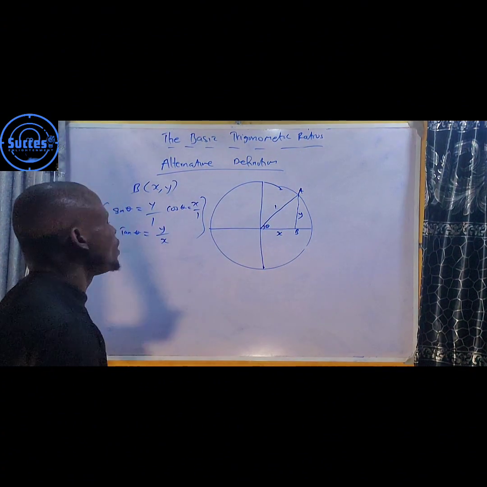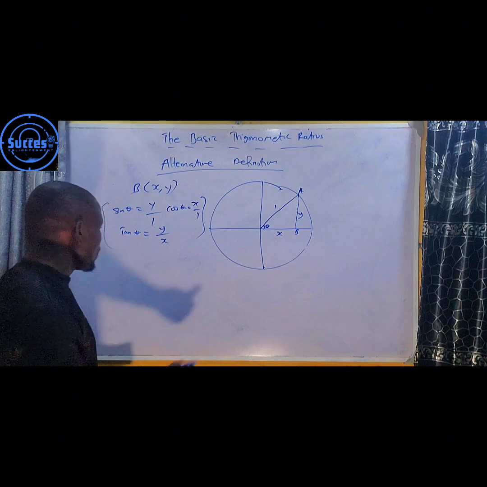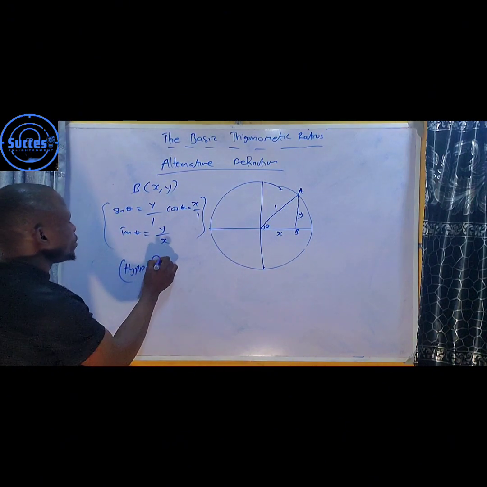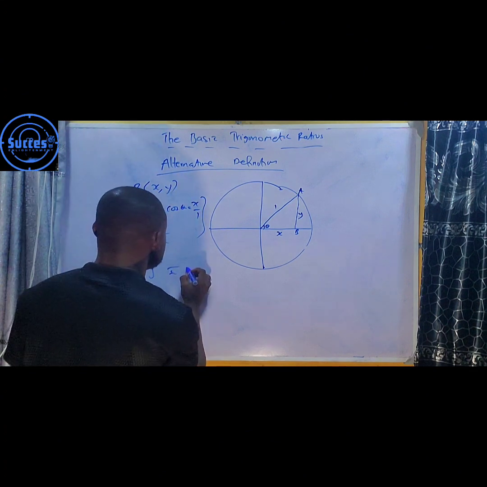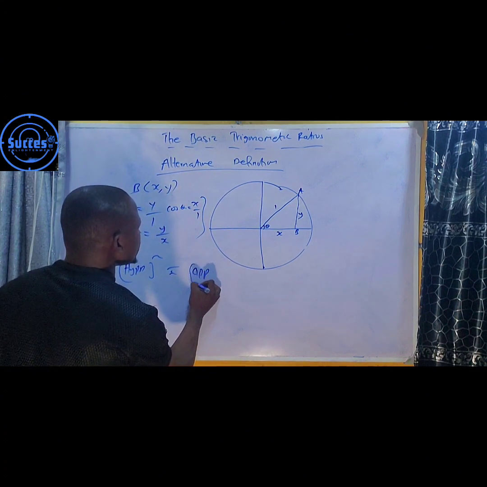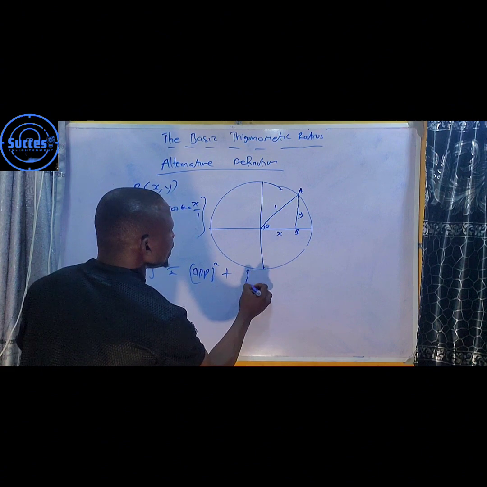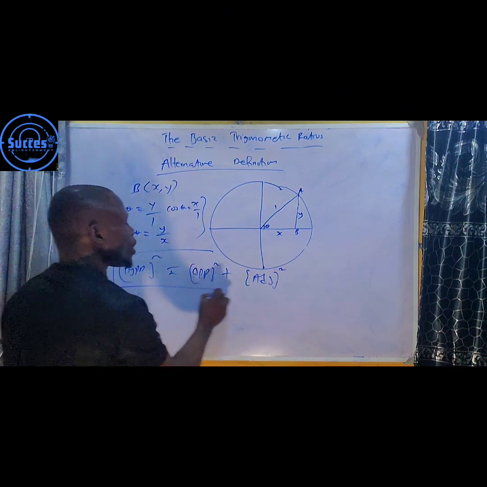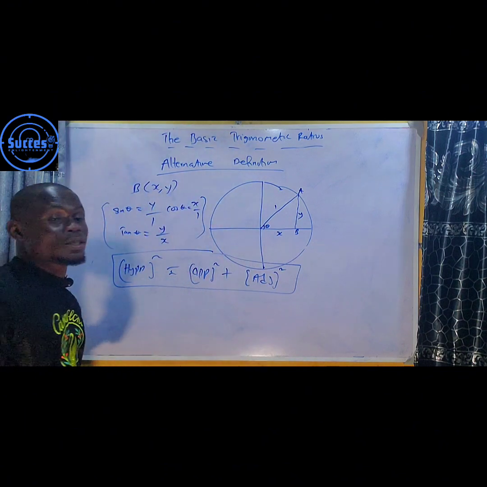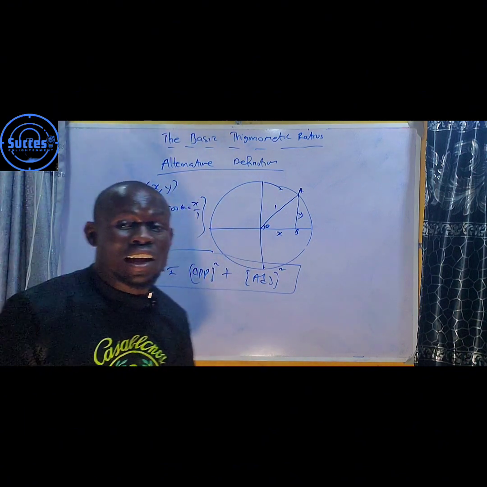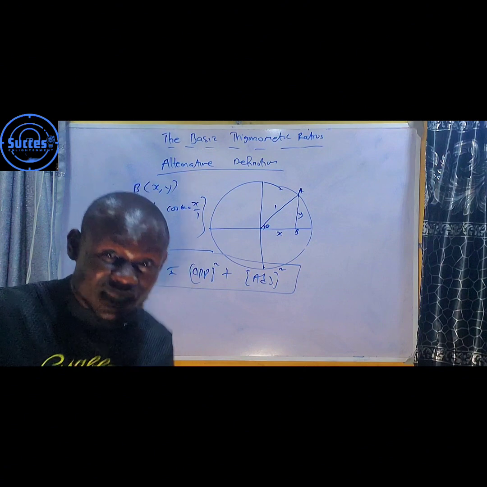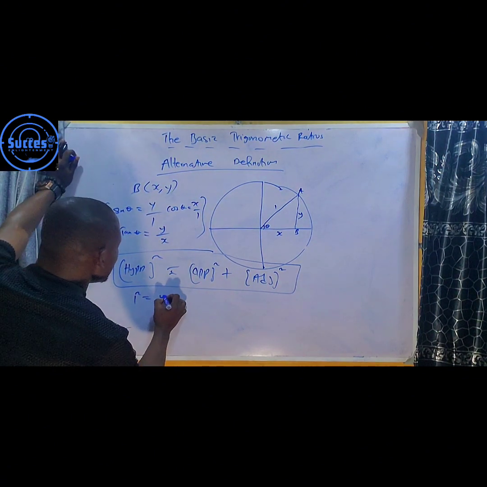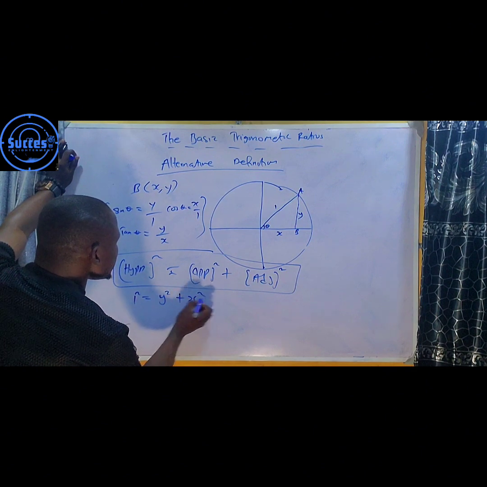Now, what are we saying here? This is the hypotenuse. That is the hypotenuse side. The hypotenuse side squared is equal to what? The opposite side squared plus the adjacent side squared. This is the Pythagoras theorem. And that is the major addition that this alternative definition presents to us. That is, r squared is equal to y squared plus x squared.